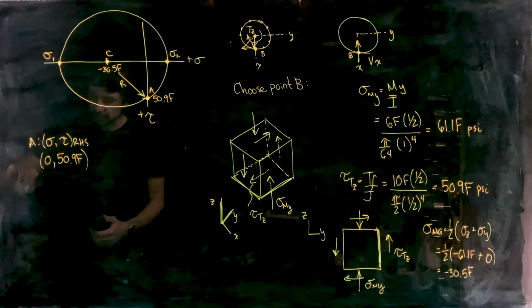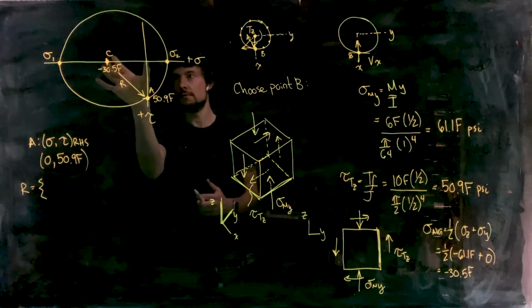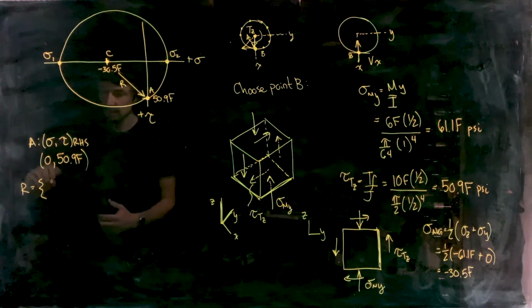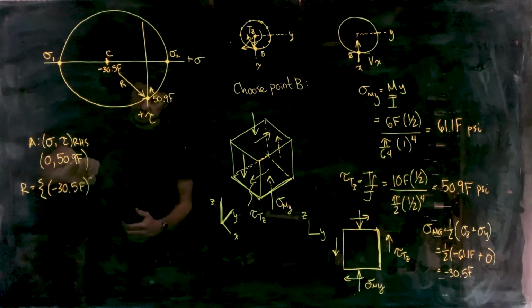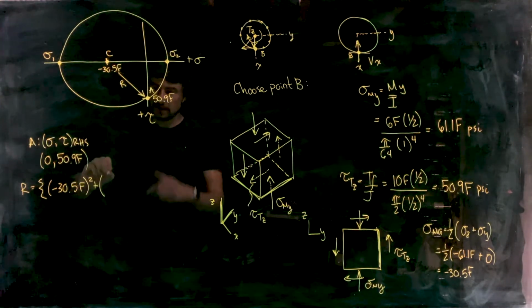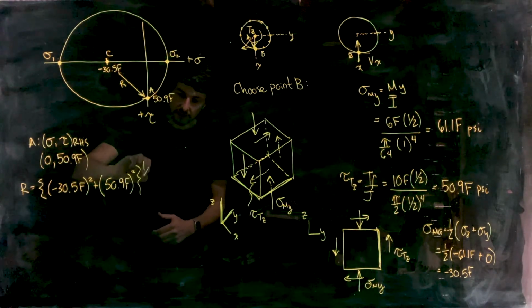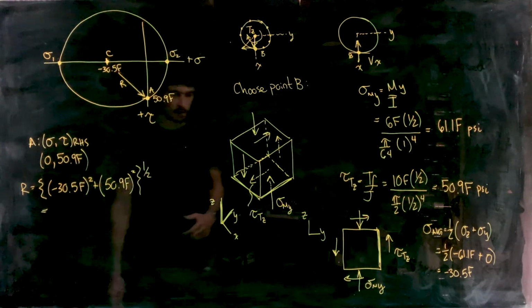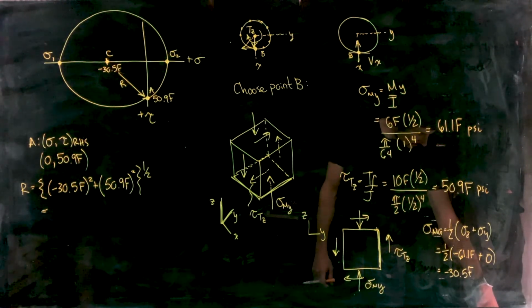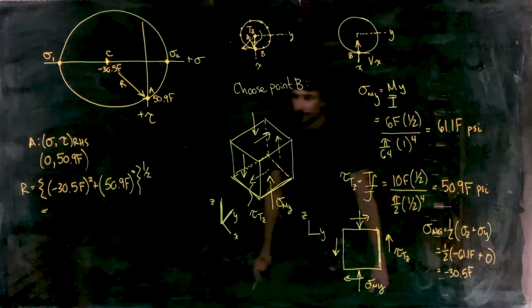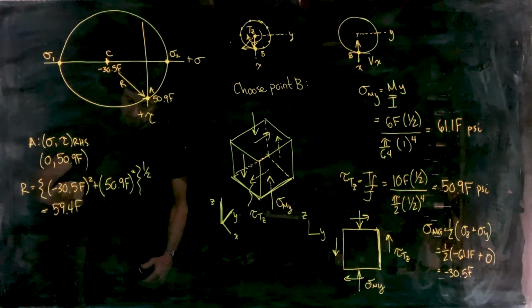So let's get the radius. R is equal to the square root of that distance squared plus that distance squared. So we've got minus 30.5 F squared plus 50.9 F squared, to the 1/2. That gives us 59.4 F.